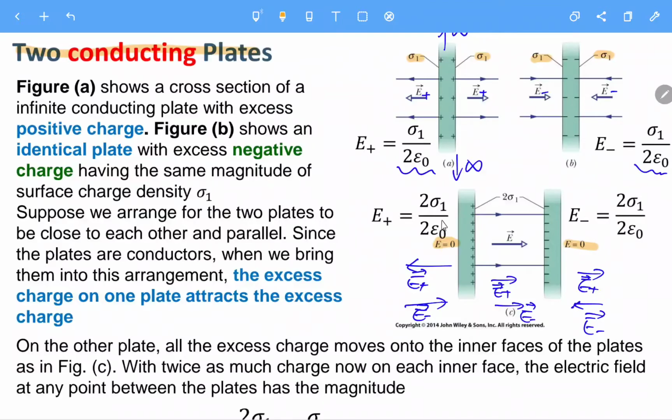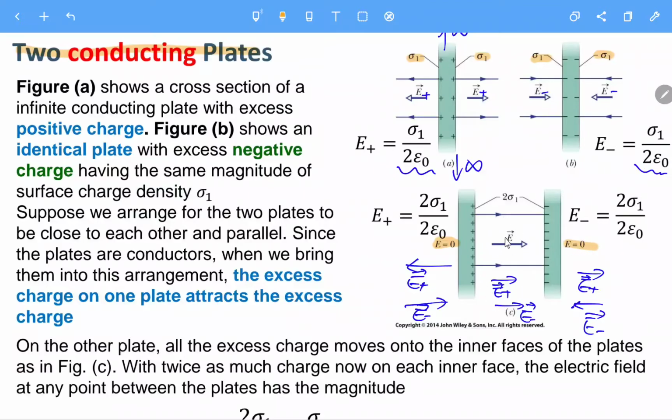Actually, if we put them together, all the positive charge will go to the inner plane, and all the negative charge will also go to the inner plane, so that the surface charge density will be double. For that case, half of the charge was on the left side, half of the charge on the right side. So in this case, E plus will double relative to that case, and E minus will also double.